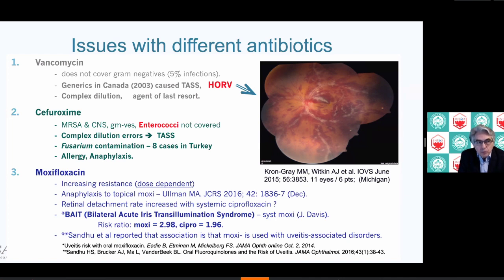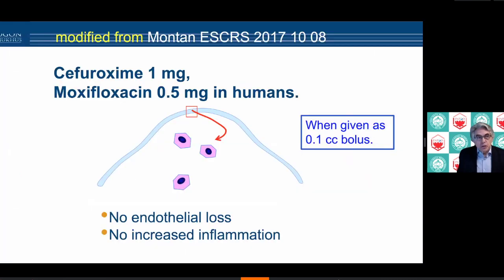So the third drug we're left with is moxifloxacin, which is interesting because it's dose dependent. And I'm going to show you why that matters. The only thing that we ever saw as a complication was the syndrome of bilateral acute iris transillumination. But that does not occur in cataract surgery. It only occurs if you inject a high concentration between the iris and the phakic lens. So we know that both cefuroxime and moxifloxacin in the dose we usually use are safe. There have been numerous papers showing that that doesn't cause any problems to the eye, and we're quite comfortable using those two drugs in the doses that we like to use.